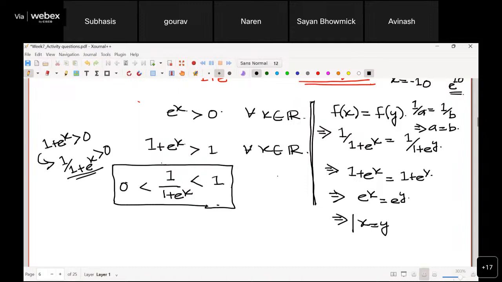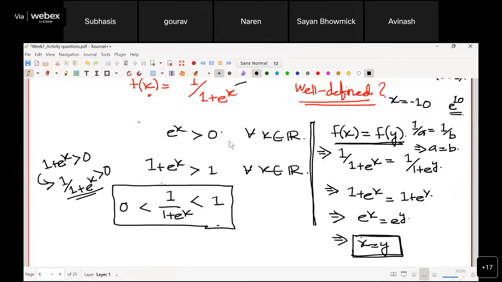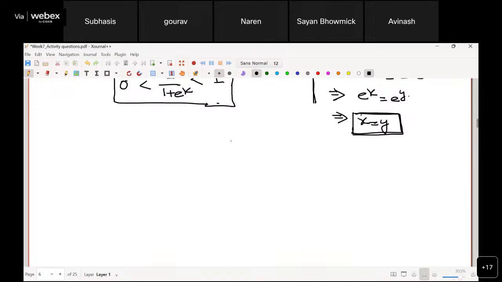So my function is injective. Basically, I assumed f of x equal to f of y and I'm getting x equal to y. So this function is injective. So the injective part is done. So f is injective.